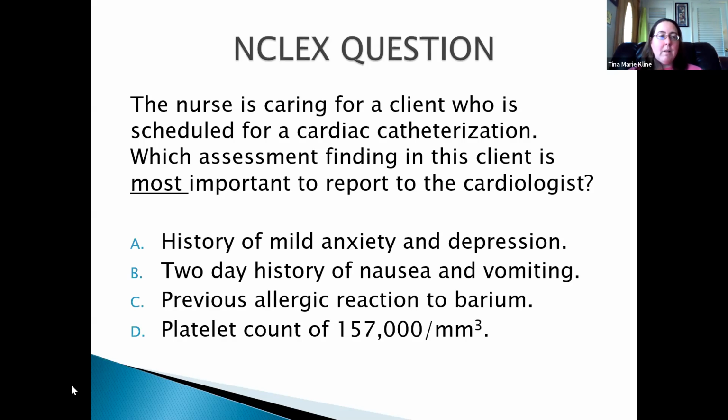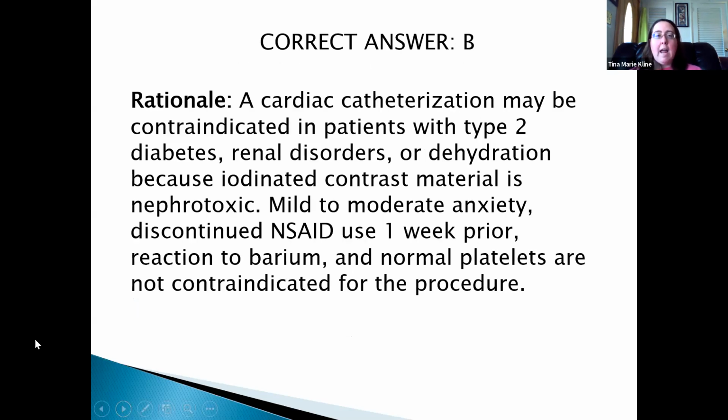Okay, so let's look at the rationale. The cardiac cath is contraindicated, it could be, in type 2 diabetes, renal disorders, or dehydration because of the contrast material being nephrotoxic. Okay, reaction to barium, normal platelets are not contraindicated for the procedure. They're not contraindications for it. I had a typo there. All right. Is it a concern that they're on the low end of normal? Not really. It's still within normal limits.